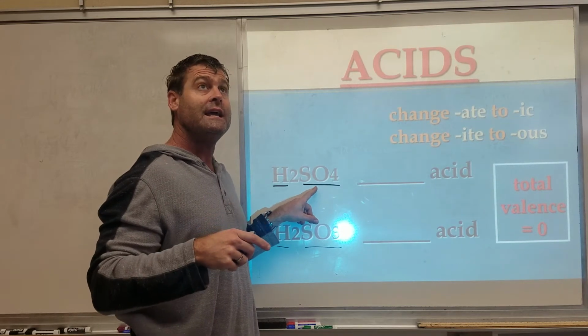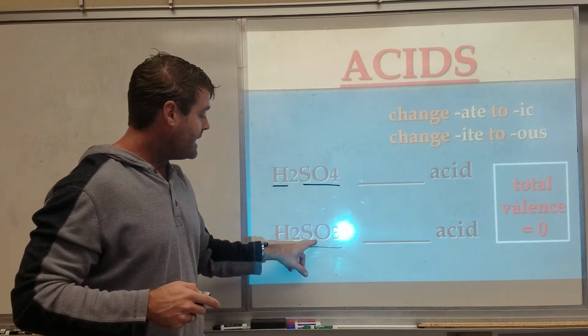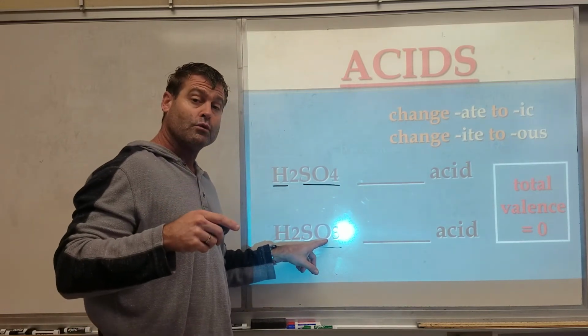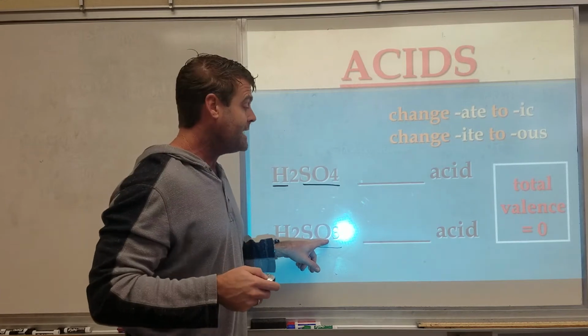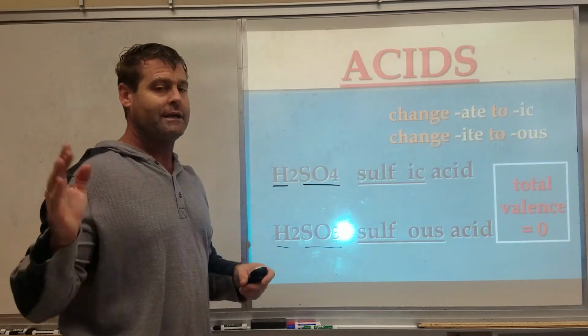What does the rule say? Change the -ate to -ic. So you're thinking sulfic acid. And then SO3, that's sulfite. The rule says change the -ite to -ous, O-U-S, sulfous acid. Now, if you put sulfic acid and sulfous acid, I would give it to you as correct.